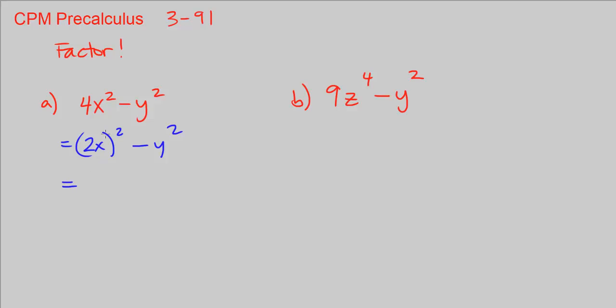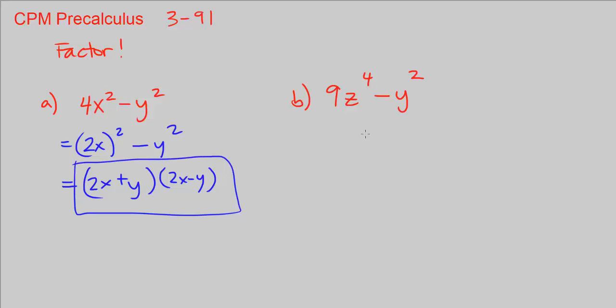Because once we have a squared term minus another squared term, then we can go ahead and use the rule, the difference of two squares. Okay, so that's just going to be whatever we're squaring here, we're going to add those, and then we're also going to subtract those, right? That's the rule, and we are done with part A. Okay, so let's box our answers. Let's go on to part B.